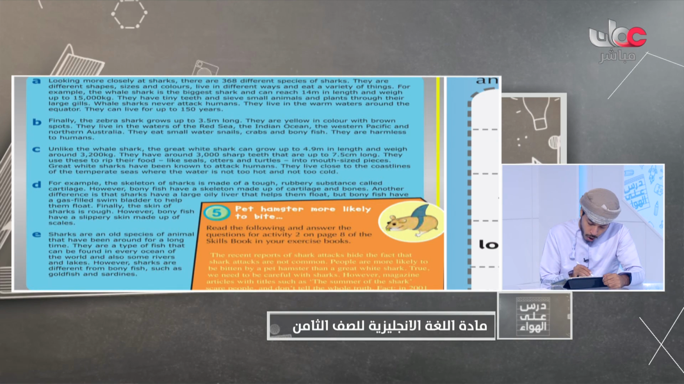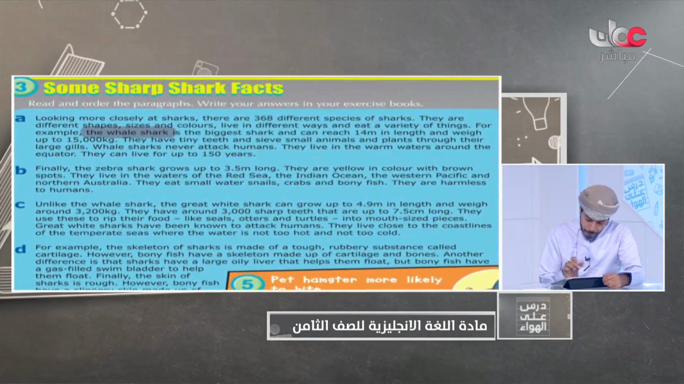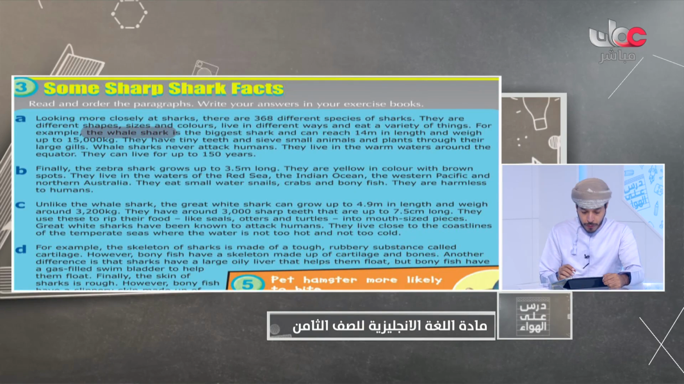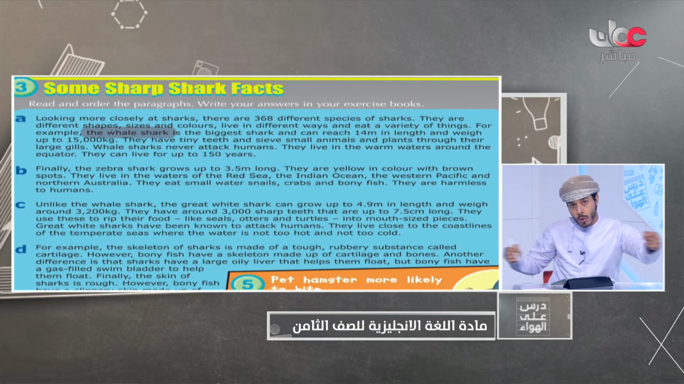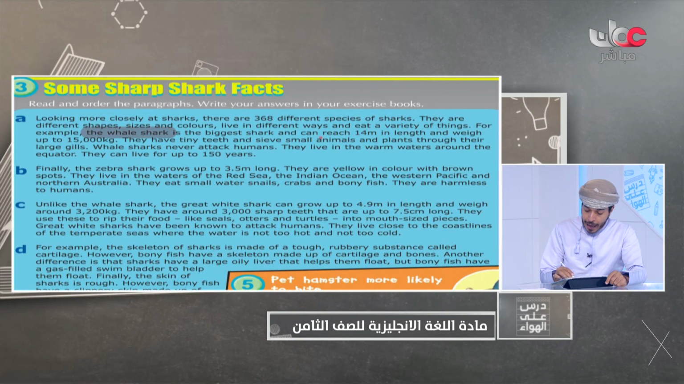For example, the white shark, as you can see. Let's continue reading this paragraph. It is the biggest shark and can reach 14 meters in length. Okay? So it can reach 14 meters. It's a very long shark. And it weighs up to 15,000 kilograms. 15,000 kilograms. They have teeny teeth and sieve small animals.